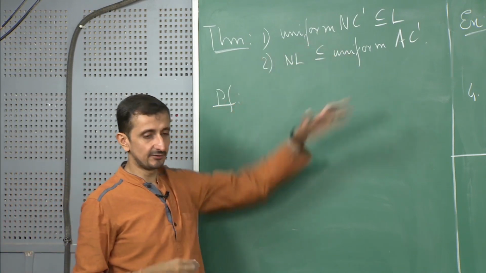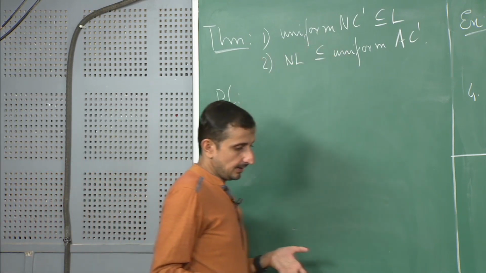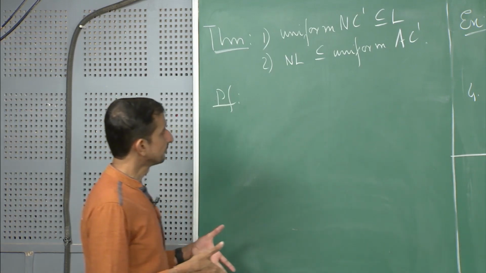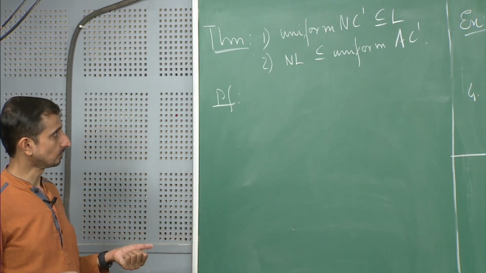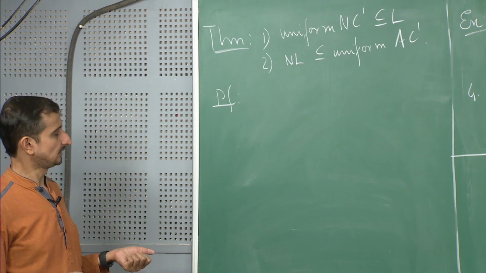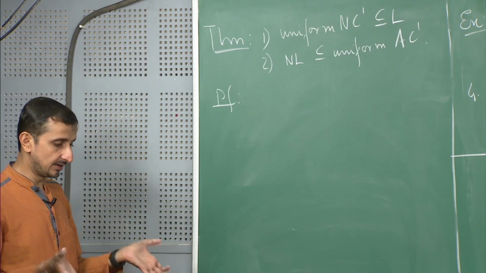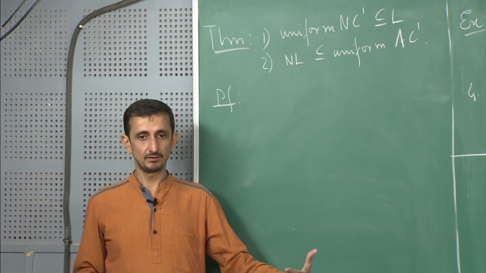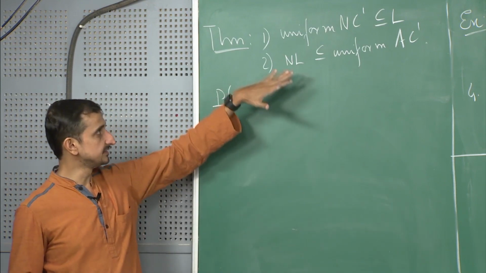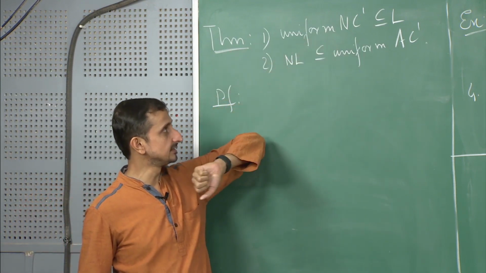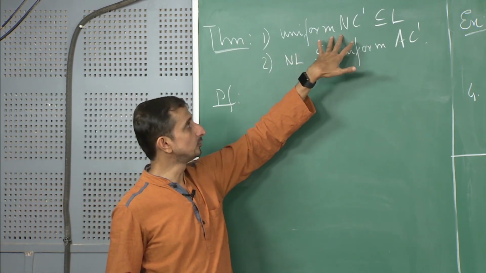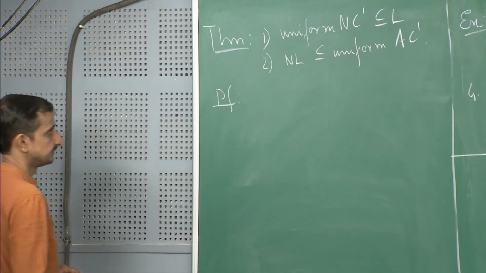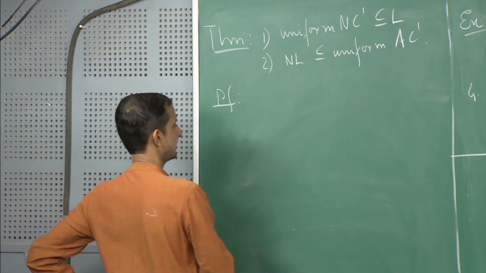To show that uniform NC1 is in L, what I have to show is that, given a circuit, well, I am not just given a circuit, but what I am given is a log space machine which, given n, can actually produce that circuit. So given such a machine, I can assume that I have this circuit. What I will show is that given any input to that circuit, there is some other log space machine which can actually decide whether that input belongs to that language or not.